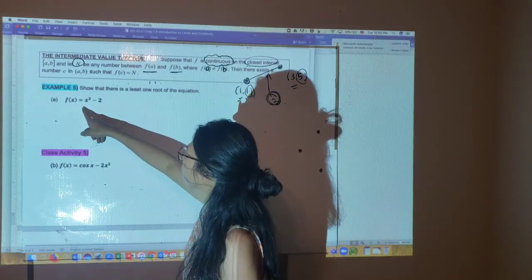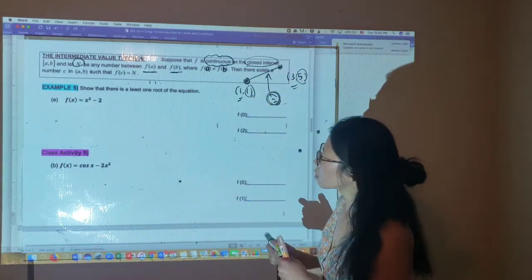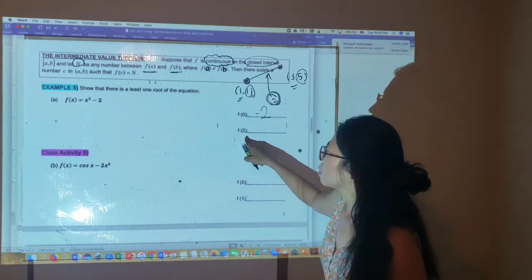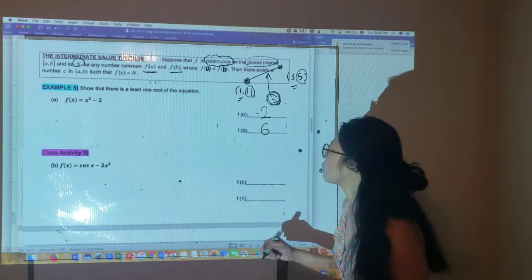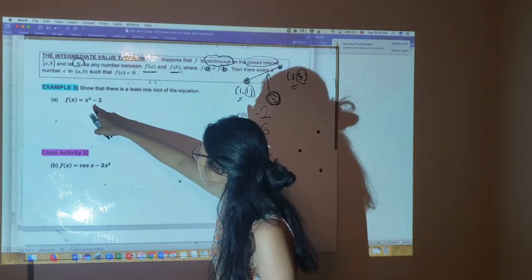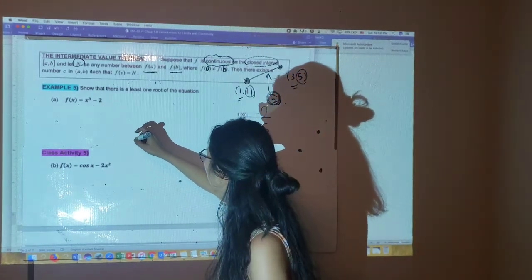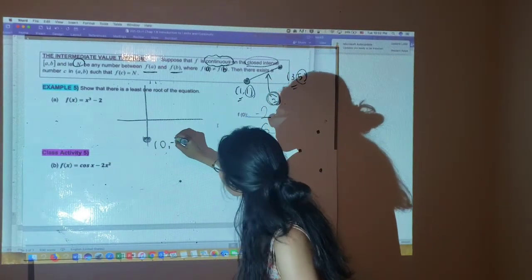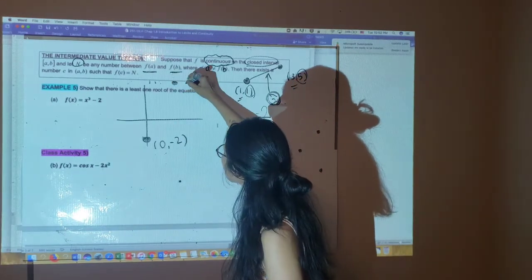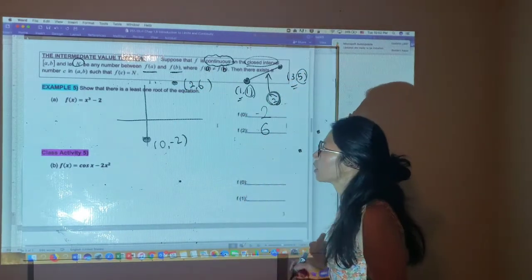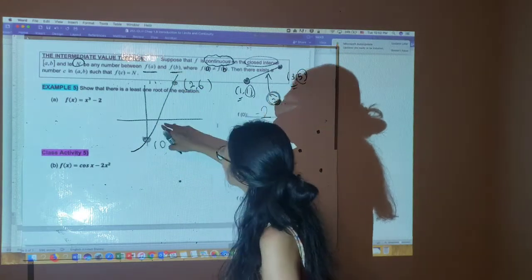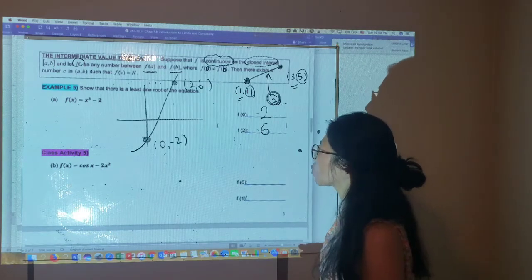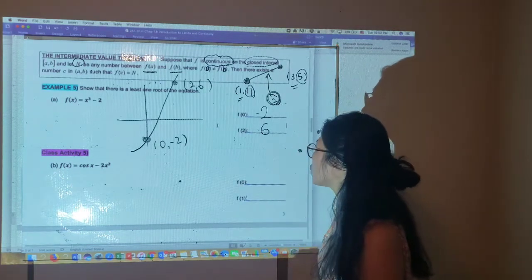What happens if I have x cubed minus 2? If I plug in 0, I get negative 2. And if I plug in 2, then I get 6. I know this one is a polynomial, so it's a continuous function. What I am saying here is, when I plug in 0, I got negative 2, and when I plug in 2, I got 6. No matter what the graph shape is, I must have one zero exist. Zero means the solution, x-intercept, root, all the same meaning.